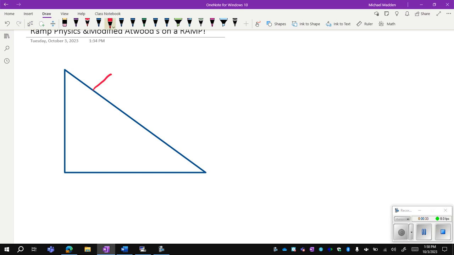So anyway, if we have a block that is on a ramp of mass m, if we were to draw the force diagram when there is no friction, so this is if the coefficient of friction is equal to 0, then we just have two forces. We have the downward force of gravity, and then we have the perpendicular normal force. That's going perpendicular to the ramp surface.